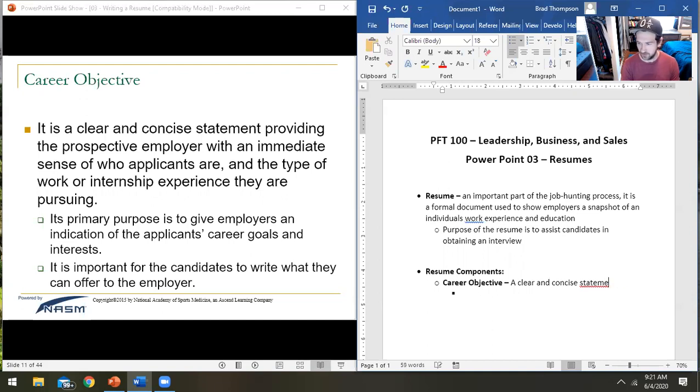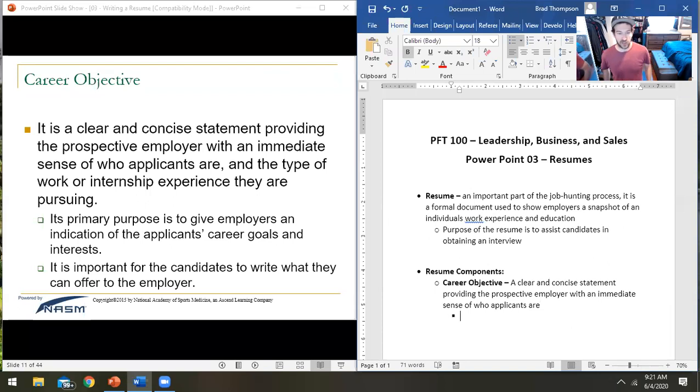Providing the prospective employer with an immediate sense of who applicants are, and the type of work or internship experience they are pursuing. So it's a little bit of information just about you, right? This is written in your voice. They can get a sense of who you are as an individual.